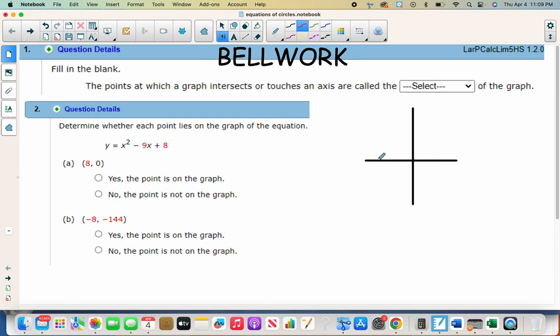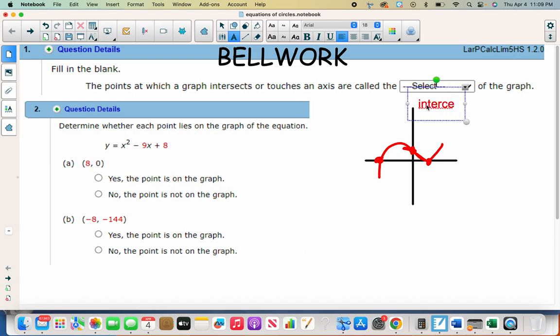the points of the graph, like let's say our graph looks something like this. Like this is a point, this is a special point, and this is a special point, right? These two are called x-intercepts, and this one is called a y-intercept. So whenever the graph of the function touches one of the axes, they're called intercepts. Okay? Either x or y intercepts.